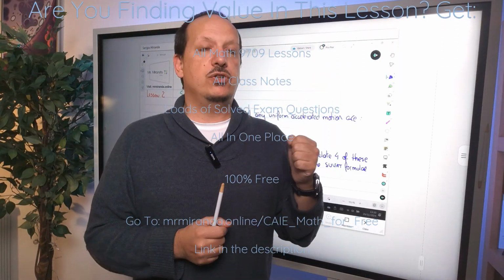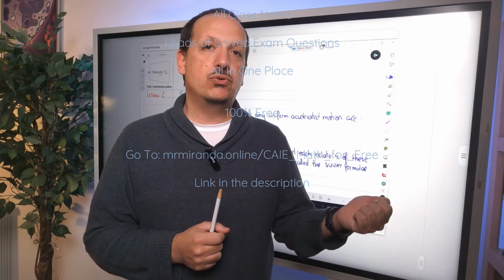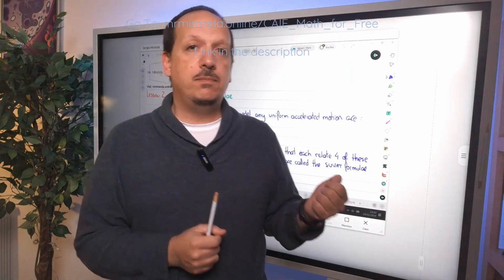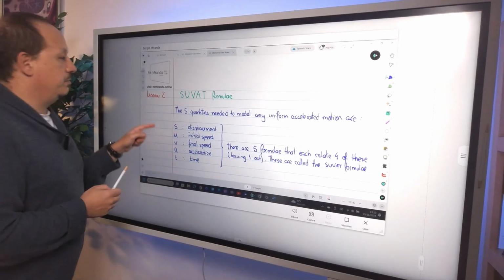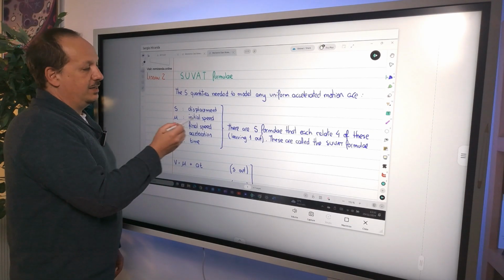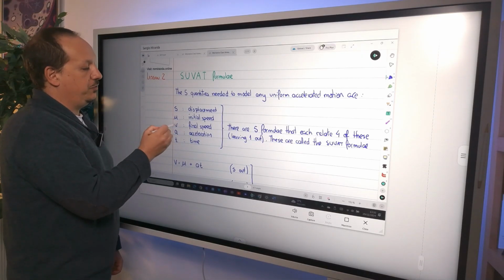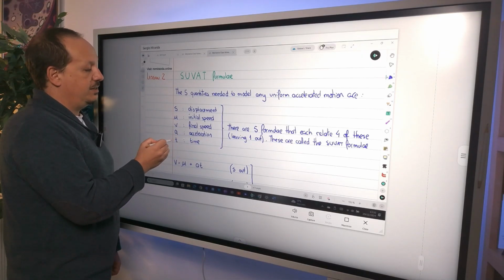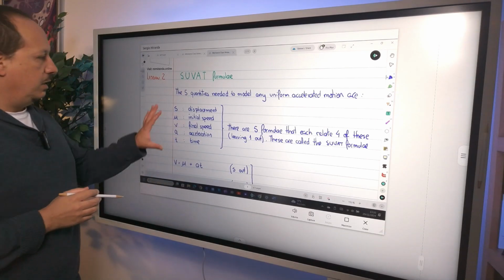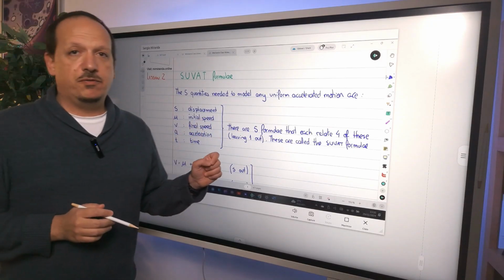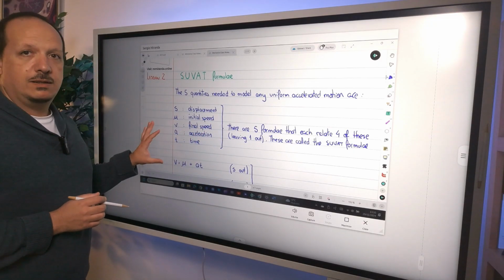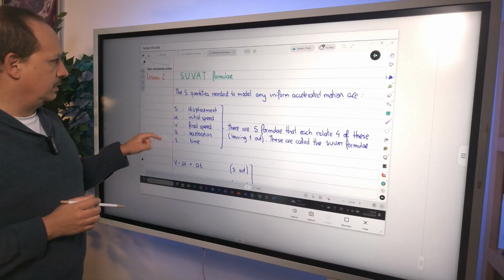So you have to have a new set of formulas that will allow you to calculate all these things. And these are called the SUVAT formula. The reason being because the displacement is represented by S, initial speed by U, final speed by V, acceleration A, and T for time. So SUVAT formula. Okay? You have a total of 5 of them, and each one relates 4 of these, leaving one out. Let's look at them.